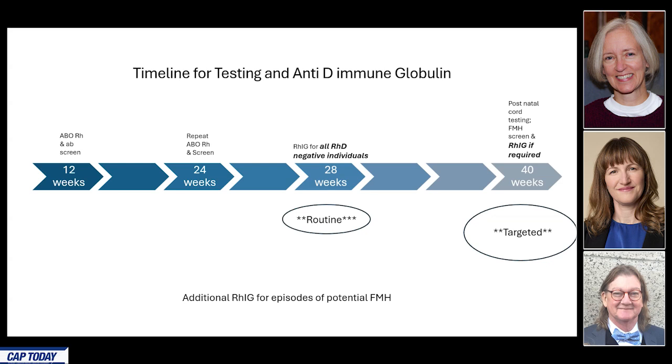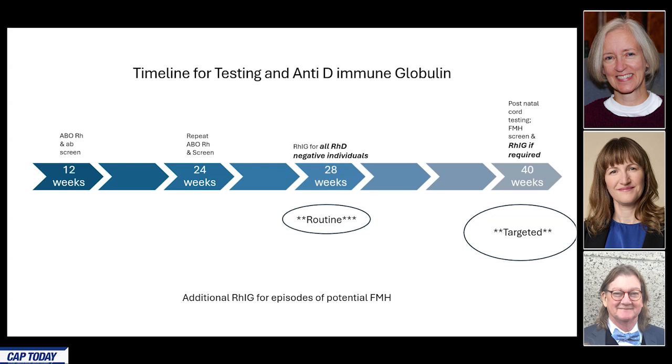Then, following delivery, a targeted dose of Rh immune globulin is given to only those individuals who are shown to have an Rh positive neonate. So in other words, those at risk for anti-D development because the baby cells could immunize them. So currently we have this routine dose at 28 weeks and a targeted dose to only those with Rh positive babies following delivery.